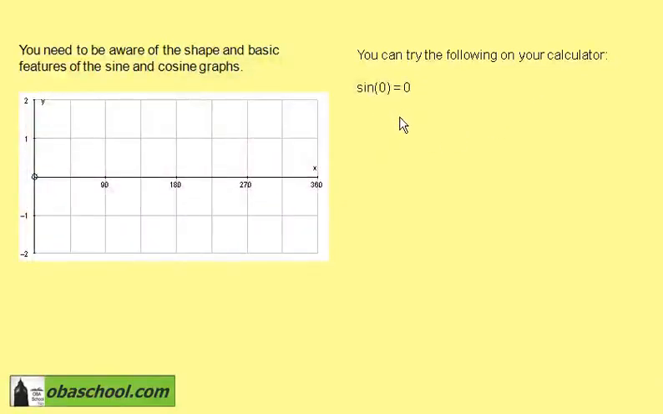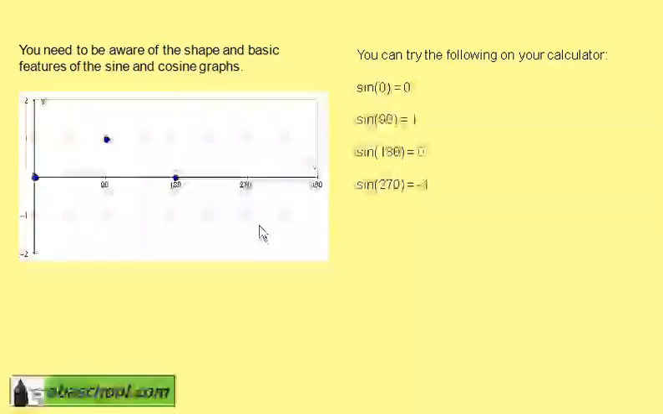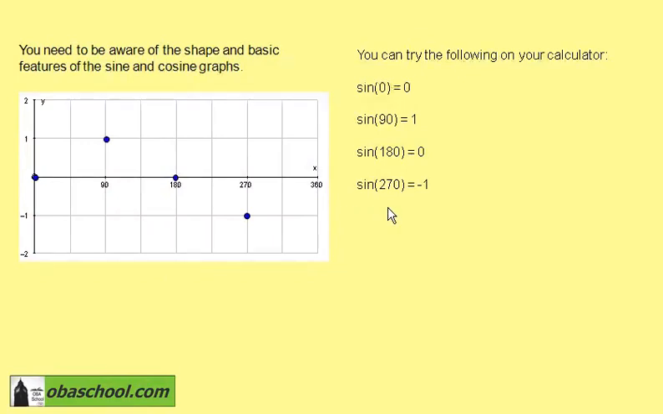The sine of 0 is 0. The sine of 90 degrees is 1. The sine of 180 degrees is 0. The sine of 270 degrees is minus 1, and the sine of 360 degrees is 0.